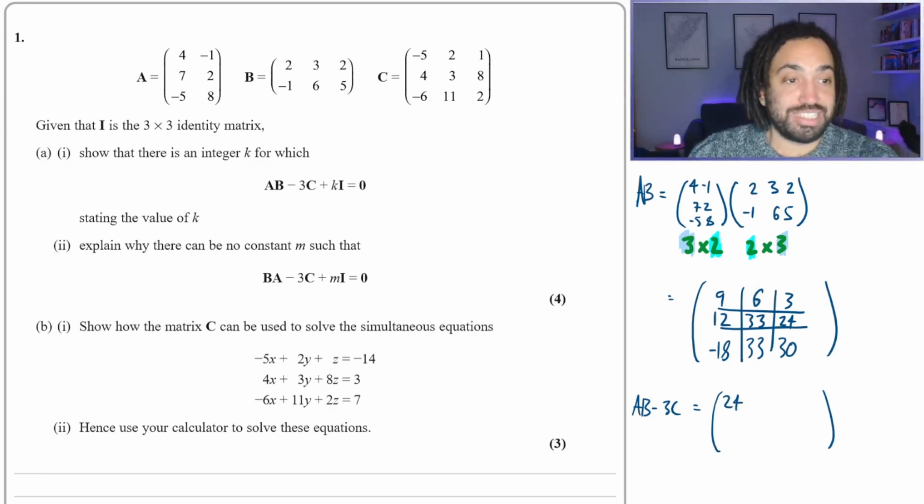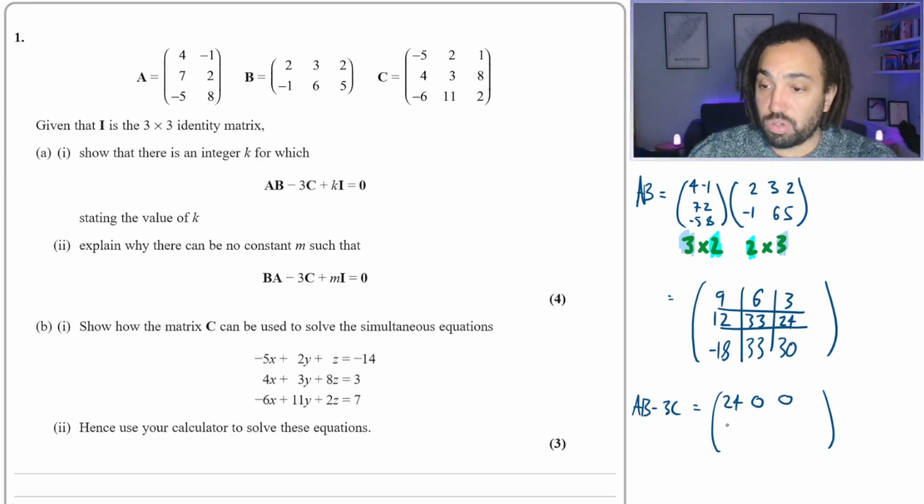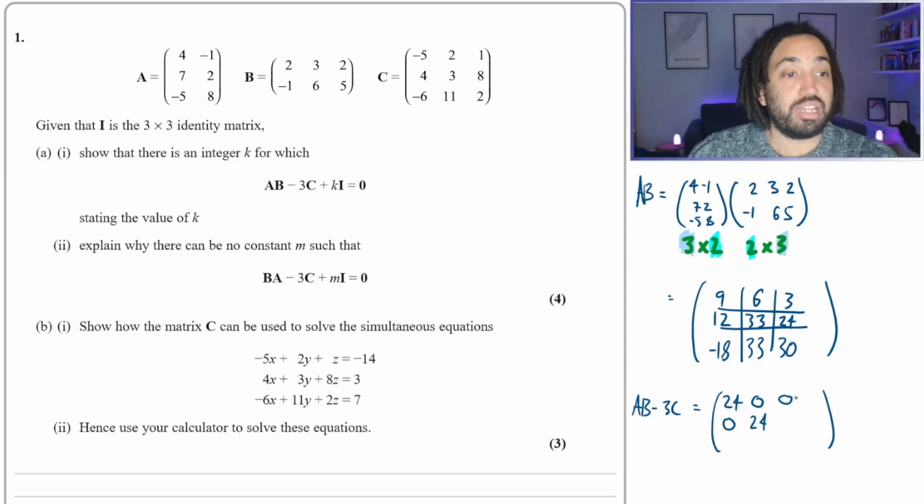The next one is 6, and I am taking away 3 lots of 2, so that's going to be 0. The next one is 3, and I'm taking away 3 lots of 1, so that's also 0. Here I'm going to do 12, take away 3 lots of 4, which is 0. 33, take away 3 lots of 3 is 33 minus 9, which is 24. Then 24 minus 3 lots of 8, so that's 0.